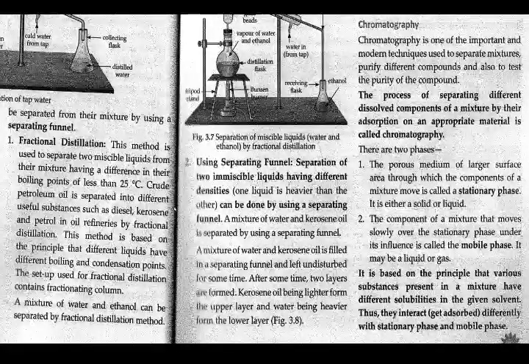It is either a solid or liquid. The component of a mixture that moves slowly over the stationary phase under its influence is called the mobile phase. It may be liquid or gas. So these are the two phases. That is, one is the stationary phase, the porous medium of larger surface area through which the components of a mixture move, and the second one is the mobile phase, in which the components of a mixture move slowly over the stationary phase under its influence.